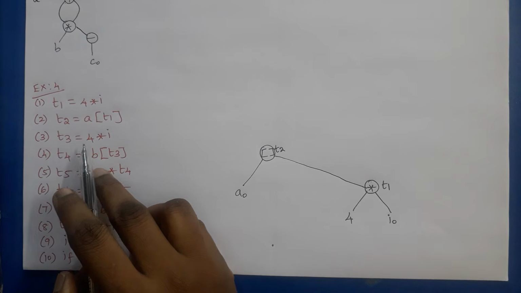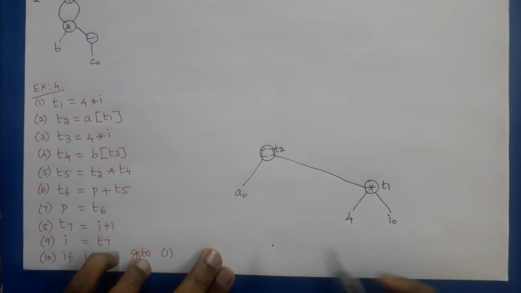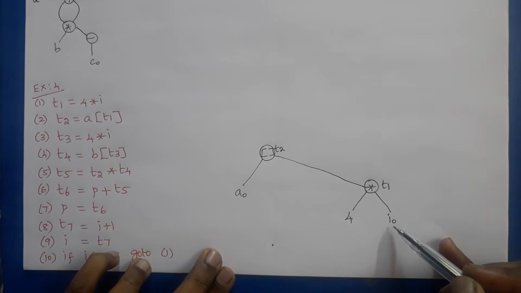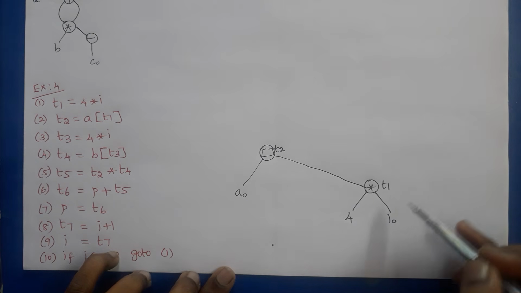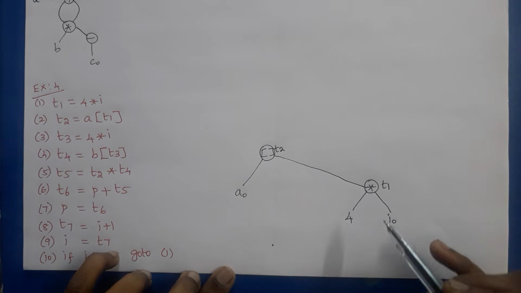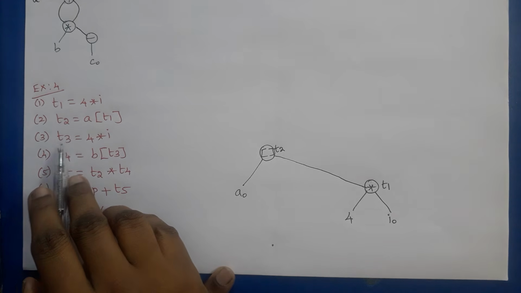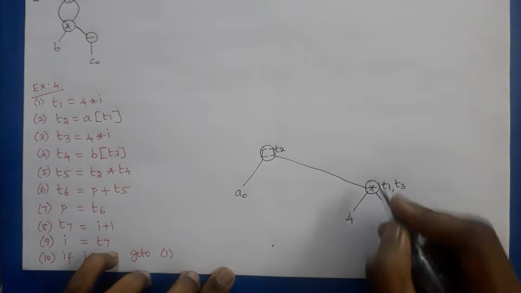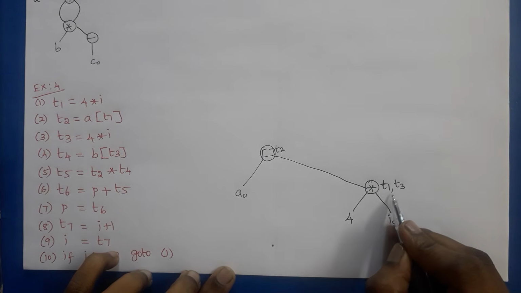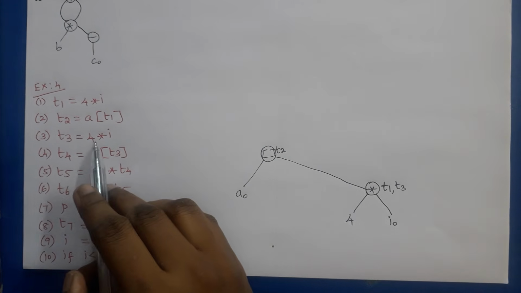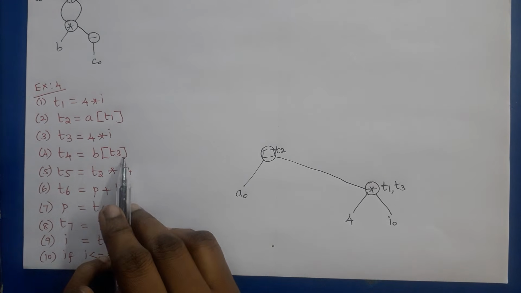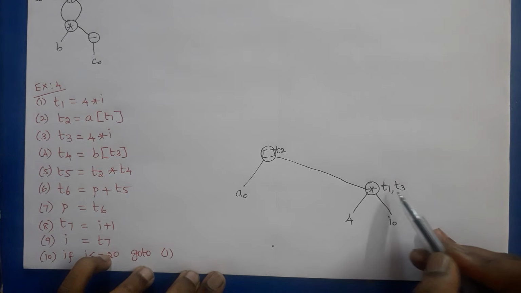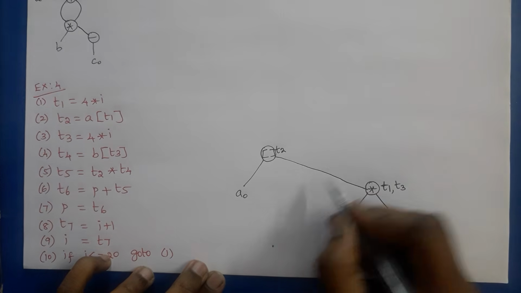Next we need to perform 4 star I. So the most recent value for I is this I naught only, and 4 star I is already computed. So there is no need to create a new node here. Simply we need to attach the result to this identifier list. So just we need to attach T3 with a comma. Okay. Then we need to perform B of T3. B within a square bracket T3. So T3 is a right child.